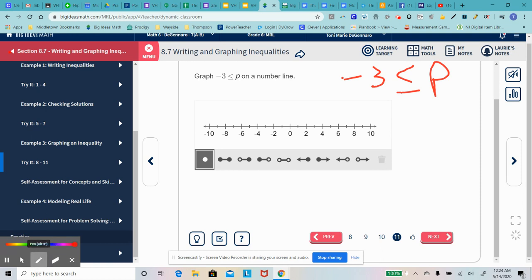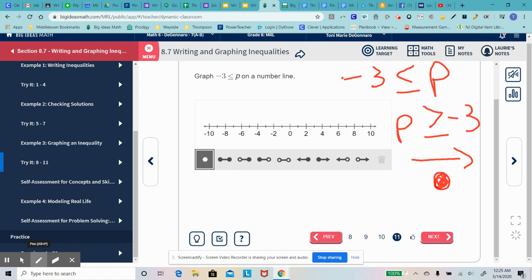All right. So that means you're going to have P here and -3 here. But if you reverse it, you have to remember to reverse the sign. So it's not going to say less than anymore. It's going to say greater than or equal to. Okay. And if you do that, then you can follow the arrow, and the arrow is pointing to the right. And then you have to look to see what kind of circle. Is it an open circle or a closed circle? And it's going to be a closed circle.